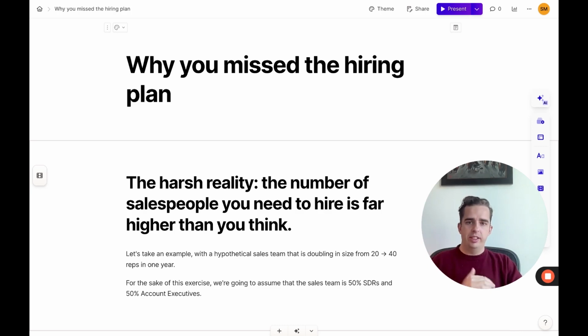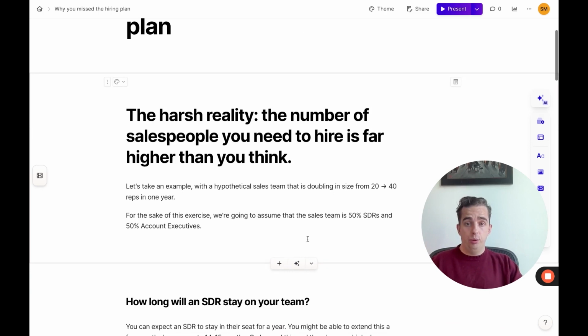Really what it comes down to is just a harsh reality. The number of salespeople that you need to hire, it's going to be far higher than you think. So we're going to take an example of a hypothetical sales team that is doubling in size from 20 to 40 reps in a year. And for the sake of this exercise, we are going to assume that the sales team consists of 50% SDRs and 50% account executives. This is actually quite a complicated video just in terms of things that you need to think about, so I've tried to simplify where possible.